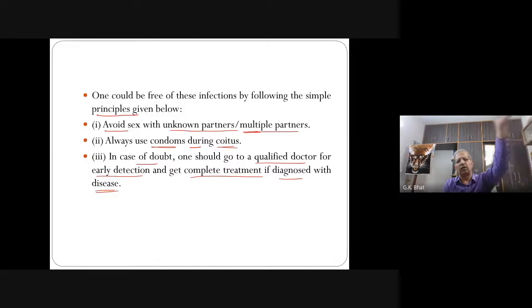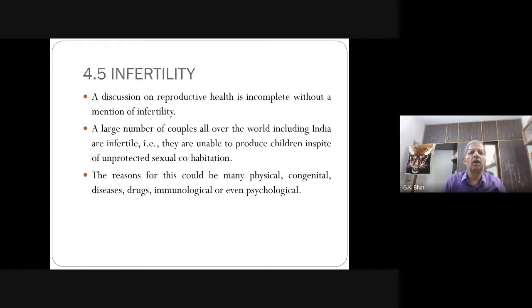There are so many quack doctors who put up advertisements saying we treat this, we treat that. So one should go to a qualified doctor for early detection and get complete treatment. As I told you, complete treatment requires many days, many months if diagnosed with the disease. Therefore, this is a very serious disease, and one should be very careful if at all one advances with regard to this matter in early life. Now let us look into infertility.